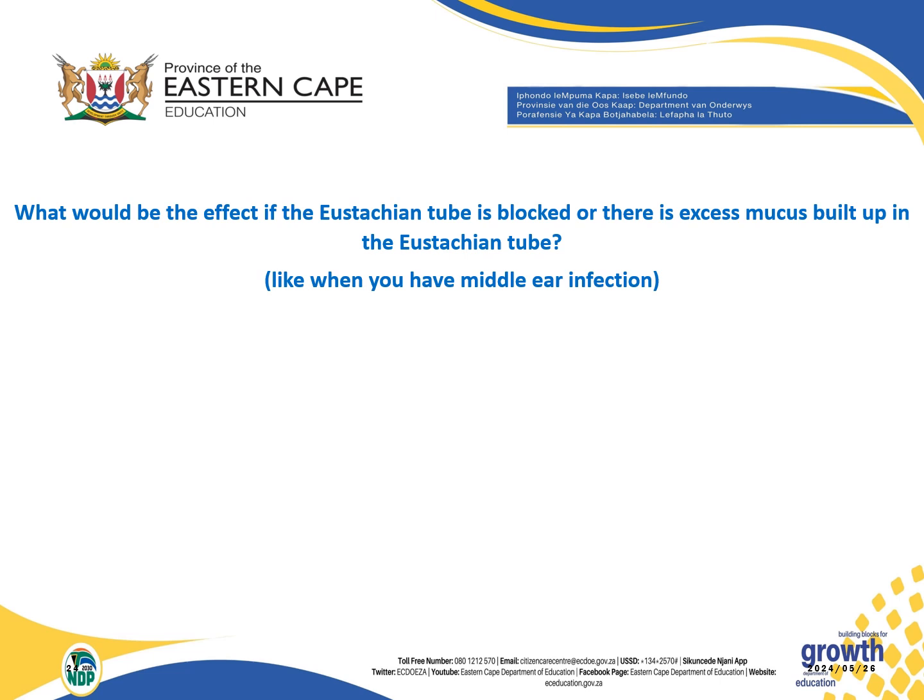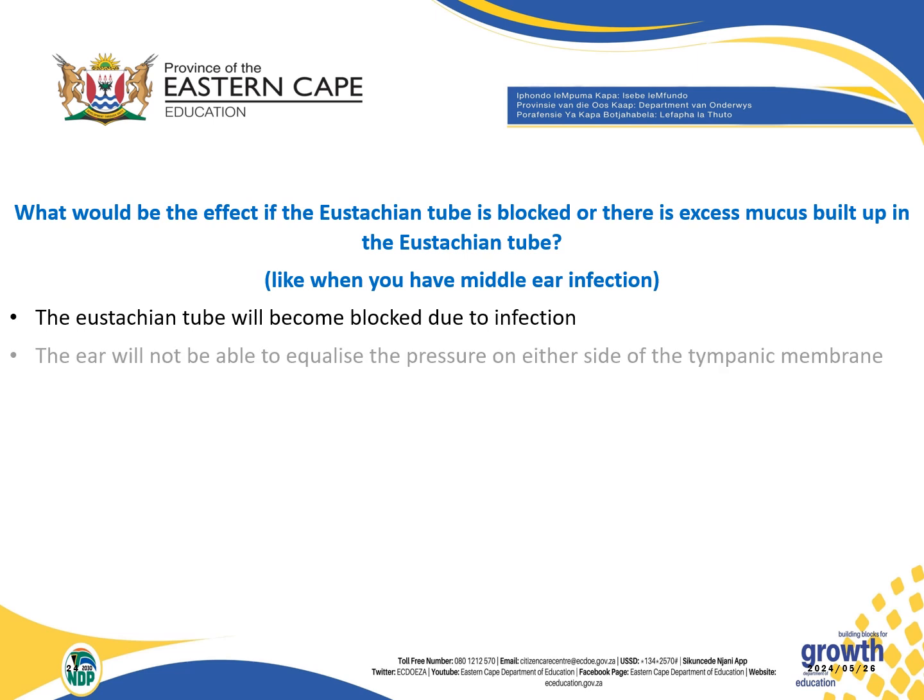What would be the effect on hearing if the Eustachian tube is blocked or there's excess mucus built up in the Eustachian tube? This often occurs when a person has a middle ear infection. Because of the bacteria that are causing the middle ear infection, mucus tends to build up in the Eustachian tube. This blocks the Eustachian tube so that air cannot move up the Eustachian tube. The Eustachian tube would therefore be blocked due to the infection.